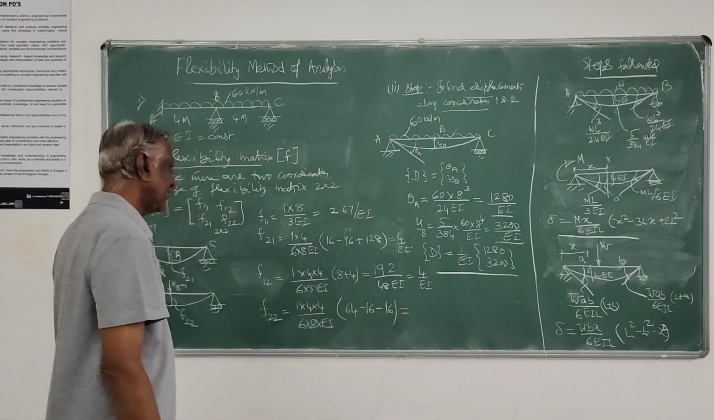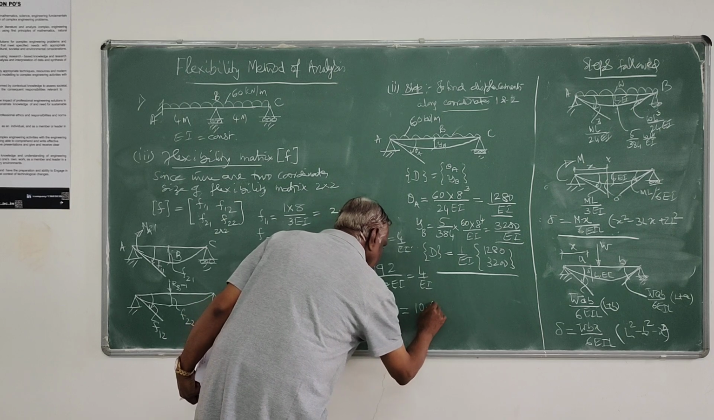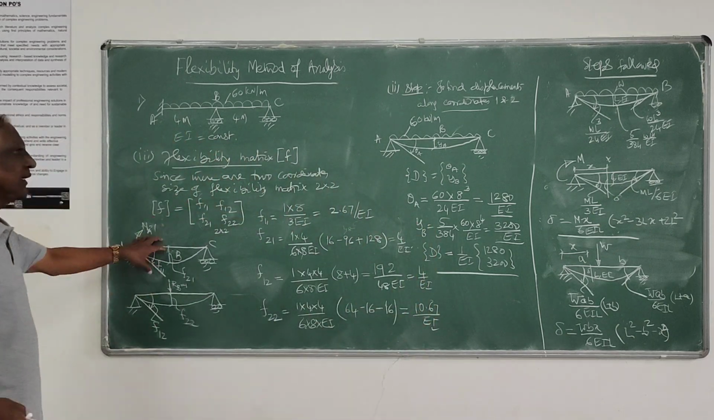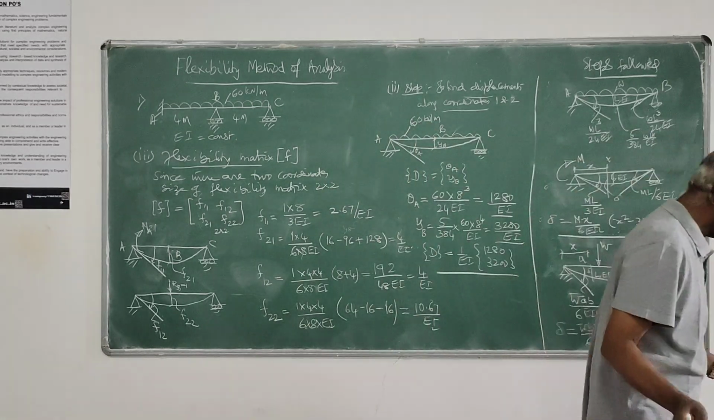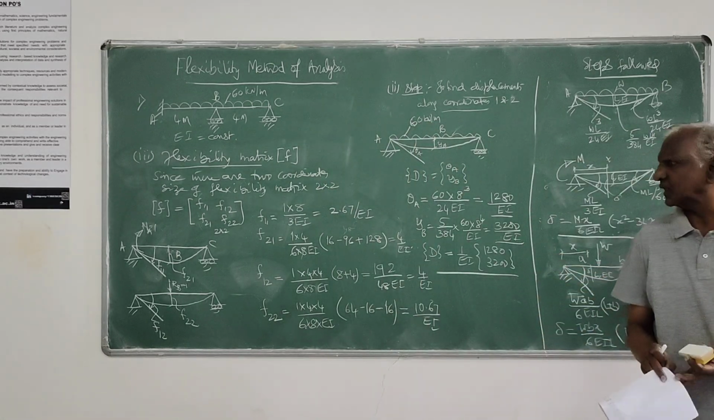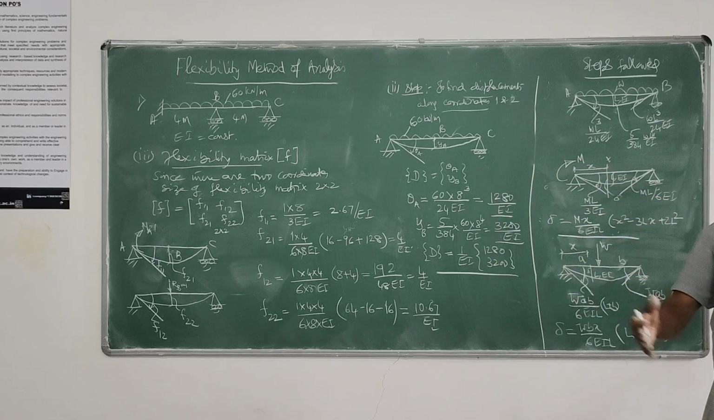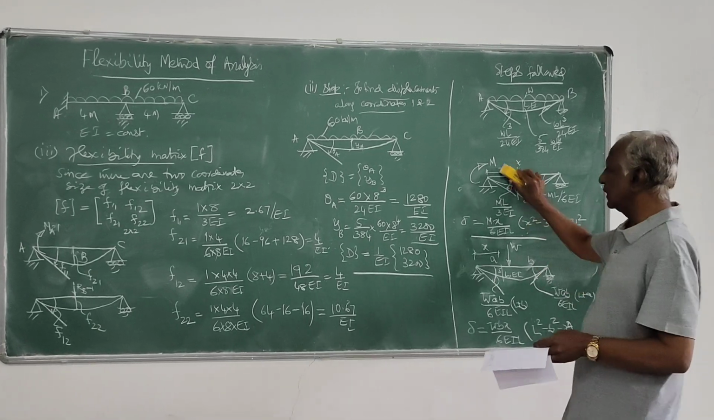So this you will get 10.67 divided by EI. Yeah, fine. So I have generated the flexibility. That's all the exercise you have to make, and then you have to use force displacement relationship in order to find the redundant force. Then once you determine the redundant force, other reactions you can determine by simple equations of statics and then draw the bending moment and shear force diagram.